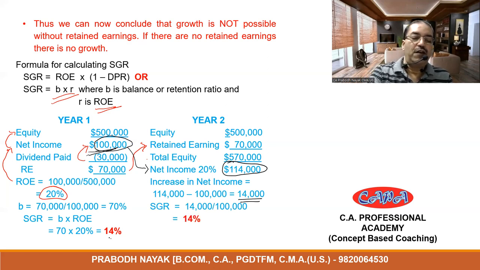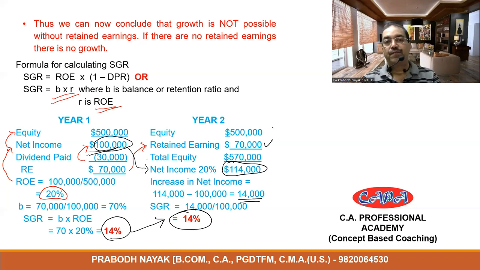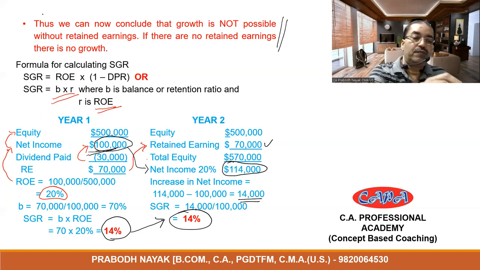So whatever was your SGR here, the same SGR has come here also. That is because you have reinvested this retained earnings. The 70,000 has been reinvested here. Correct? Have you understood now? Fine. So I have proved to you this part: growth is not possible without retained earnings. If there are no retained earnings, there is no growth.